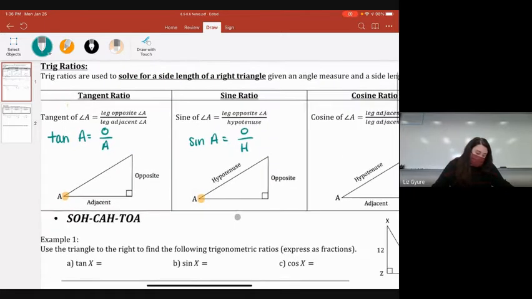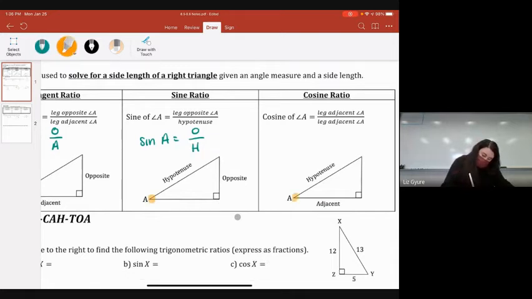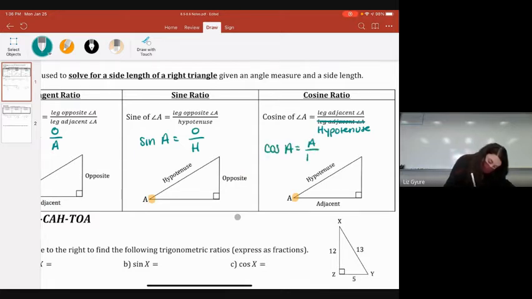Then we're going to have cosine. Cosine of angle A is the length of the adjacent. Oh, wait, why do I have adjacent over adjacent? This should say adjacent over hypotenuse. That's what happens when I copy and paste too much. Adjacent over hypotenuse. So cosine of A equals the adjacent over the hypotenuse.